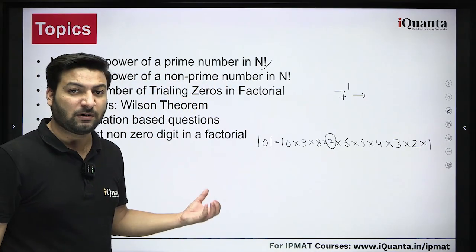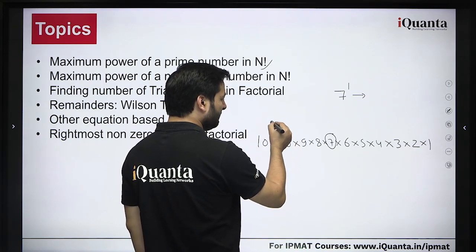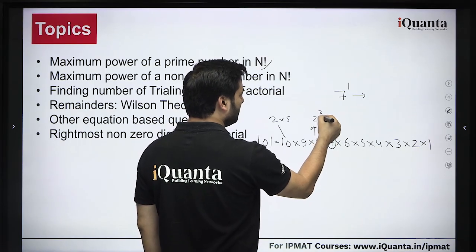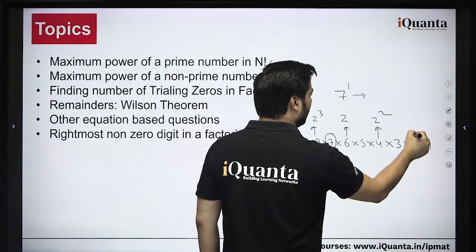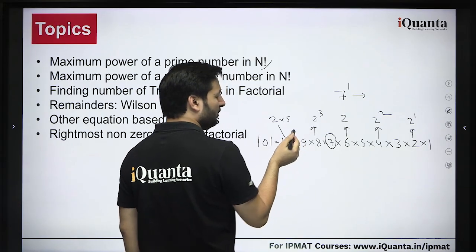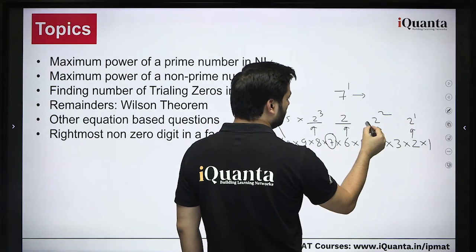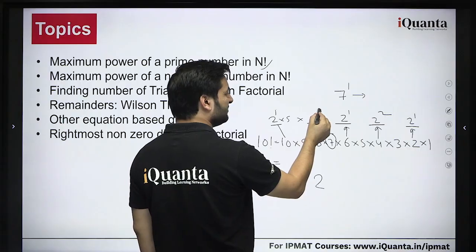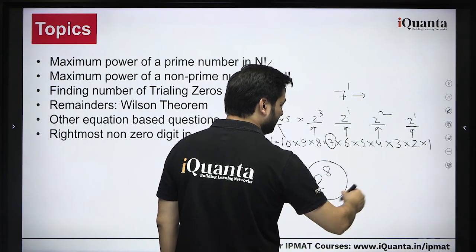But what if they ask you the power of 2 in it? So where do we have 2s present? There is a 2 here, because 10 can be written as 2 into 5. 8 can be written as 2 cube, 6 can be written as 2 into 3, 2 is here, 4 can be written as 2 square, and then 2 is over here as well. So 2 to the power 1 into 2 to the power 3 into 2 to the power 1 into 2 to the power 2 into 2 to the power 1. So 2's total power will be 1 plus 3 is 4, 4 plus 1 is 5, 5 plus 2 is 7, 7 and then 8. I hope this is clear.